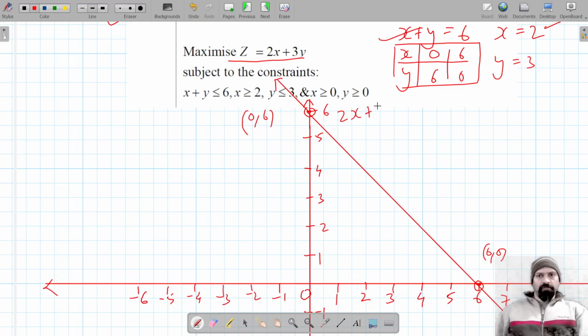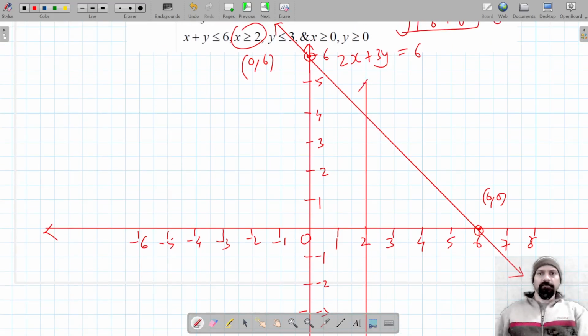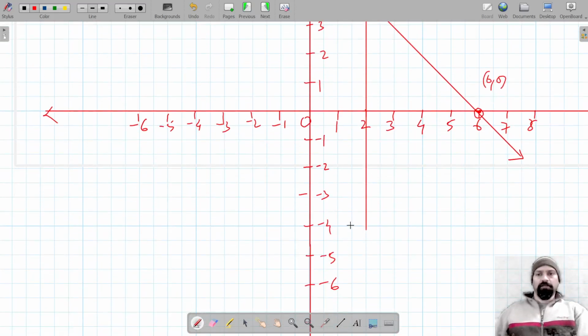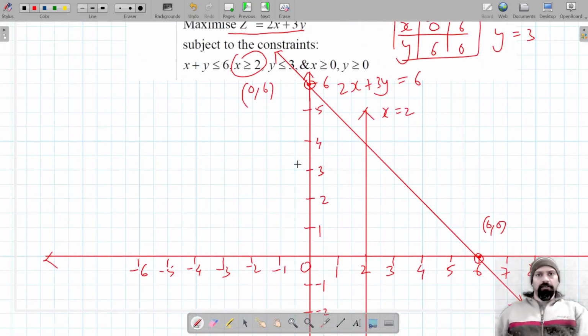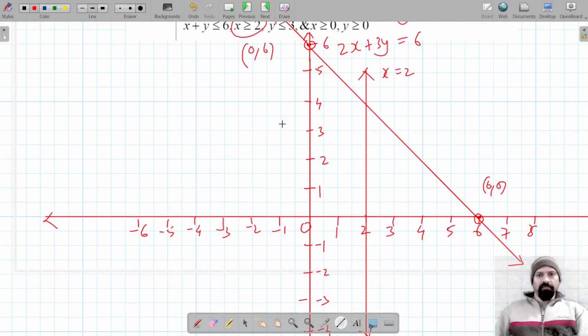Okay, so 2x plus 3y is equal to 6 is the equation. Now next is x is equal to 2. So x is equal to 2 is a line parallel to the y-axis. This is x is equal to 2. And next is y is equal to 3. y is equal to 3 is a line parallel to the x-axis. So y is equal to 2 should be here.